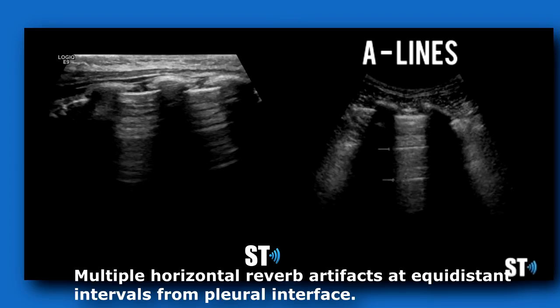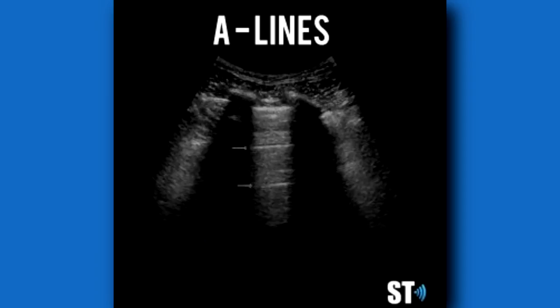Normal ultrasound exhibits A lines, which are multiple horizontal reverb artifacts that are equidistant from the pleural line. And you can also see lung sliding with respiration. You can save images of lung movement using M mode or video clips. So there are a lot of signs associated with lung ultrasound. I'm going to go over them here, beginning with A lines. Again, those are the horizontal reverb artifacts.